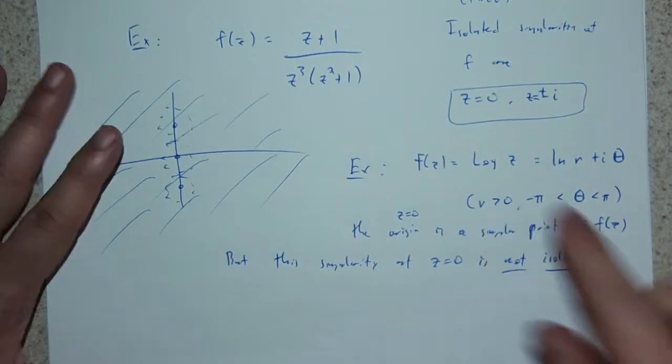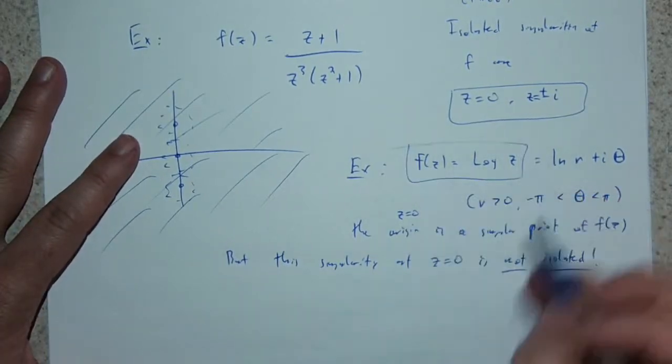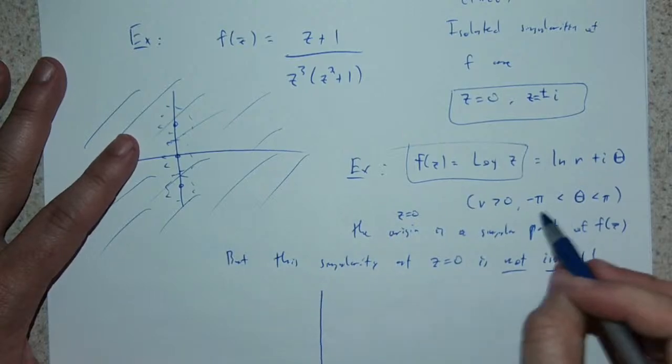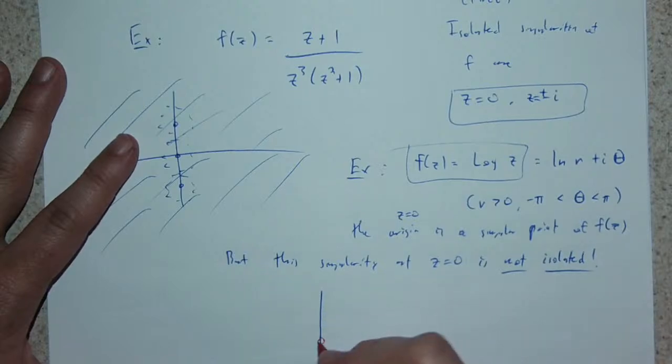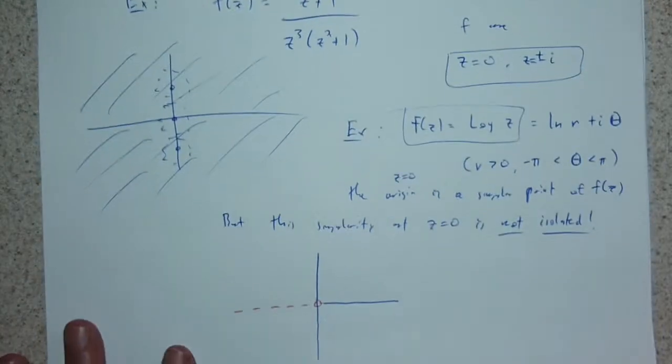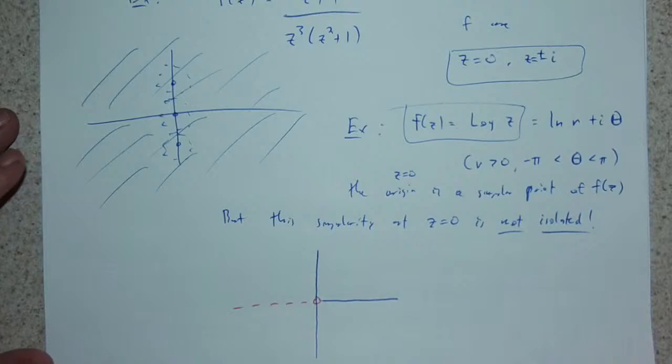Well, let's draw up what this looks like. This has a stupid branch cut on the negative x-axis. I'll do the thing I always did before. Here's my stupid branch cut, on which this function is not well defined. Here's what my region looks like.